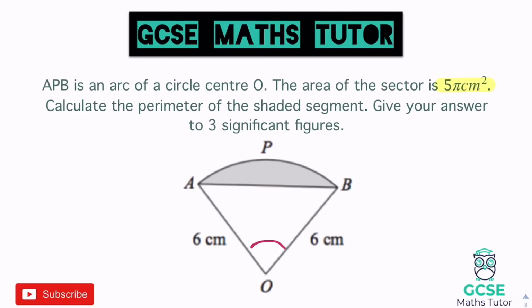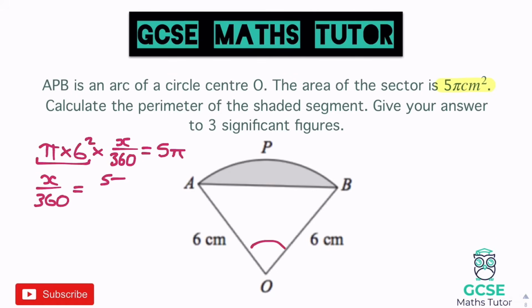So to get the area of that sector there, we would do pi times the radius squared, so pi times 6 squared, times the angle, let's call it x, out of 360, and the answer to that is 5 pi. There we go. So all we need to do is rearrange this. Let's divide both sides by this bit here, which is 36 pi. So we would have x over 360 equals 5 pi over the 36 pi there. 6 squared is 36, times pi is 36 pi. There we go.